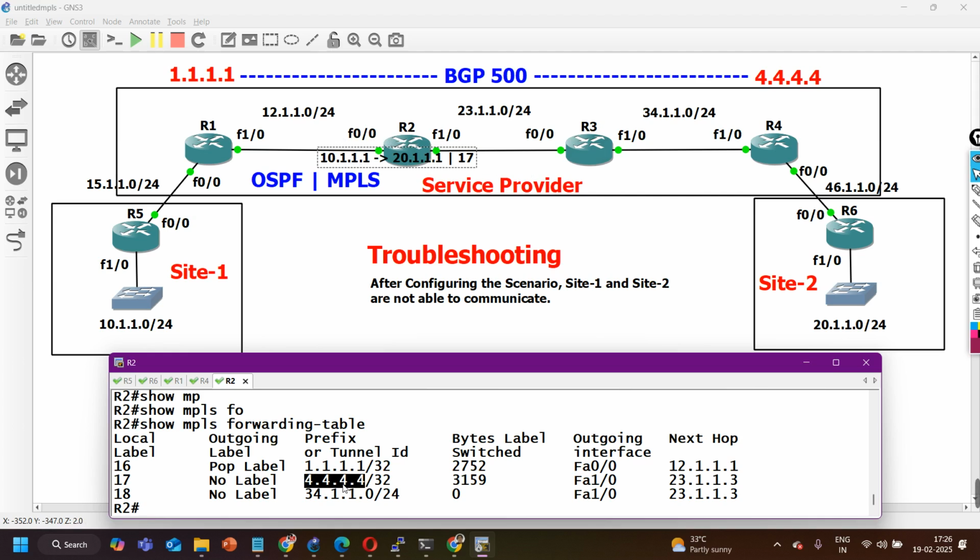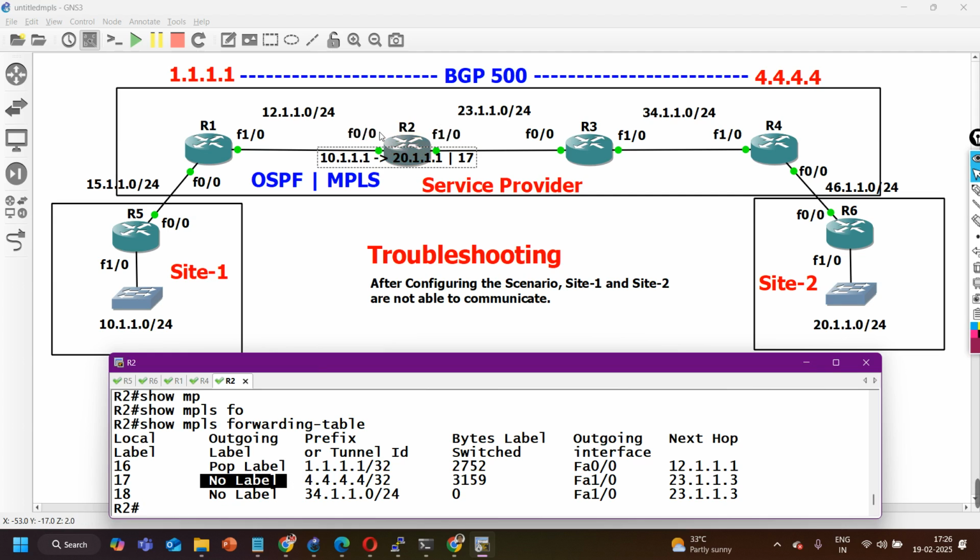Now why do we have this issue? Why we don't have a label for 4.4.4.4? Do I have a label for 1.1.1.1? For 1.1.1.1, at least it's saying pop the label, right? Means there is a label, guys, label number 3. But for 4.4.4.4, there is no remote label. That means there is some issue with MPLS.